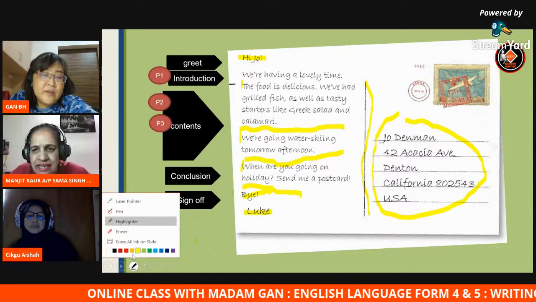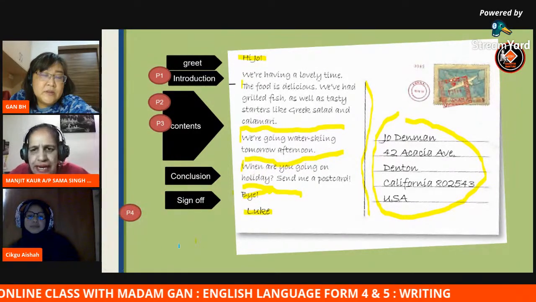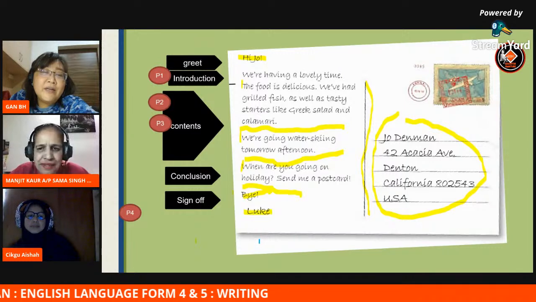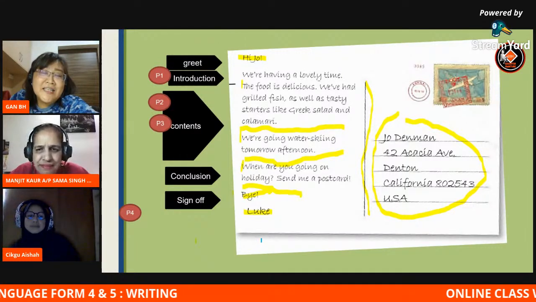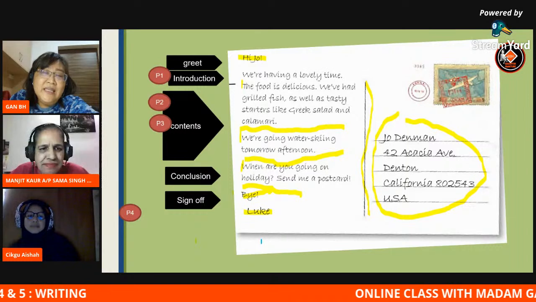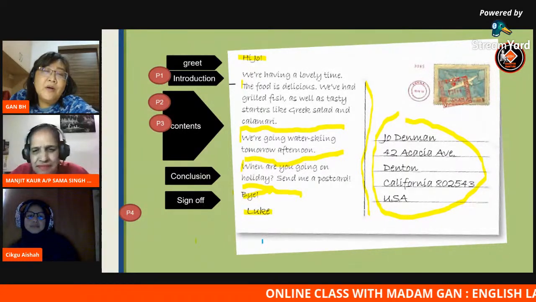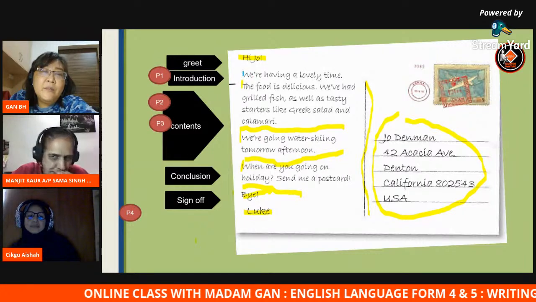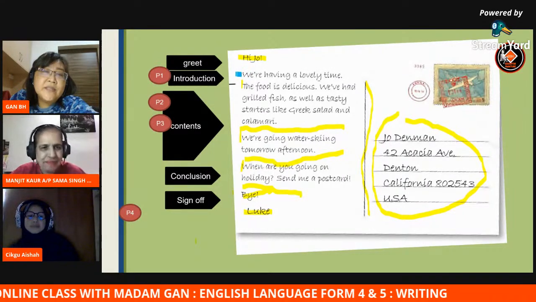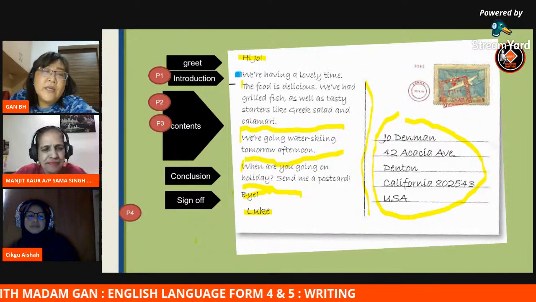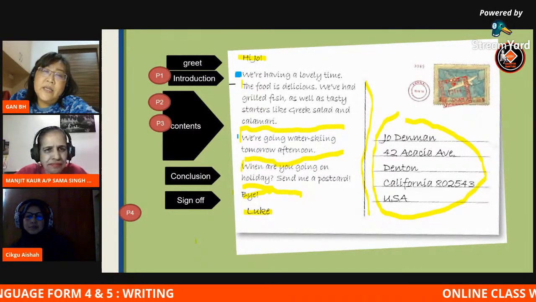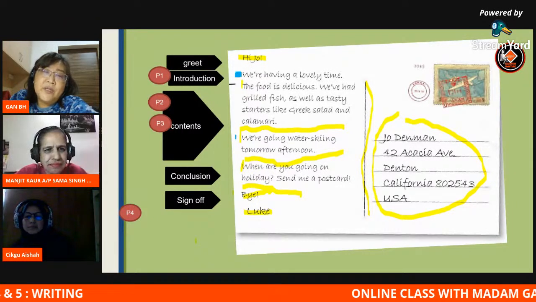There is a question, Madam Gan. Is this a must to skip a line every time to make a new paragraph? If you have block paragraphing, yes. There are two ways of writing. One is called indent paragraphing. Another one is block paragraphing. If you decide to use block paragraphing, it means there's no spacing here. Can you see that? There's no spacing. Once there is no spacing, you have to leave a line. That's what is called block paragraphing.